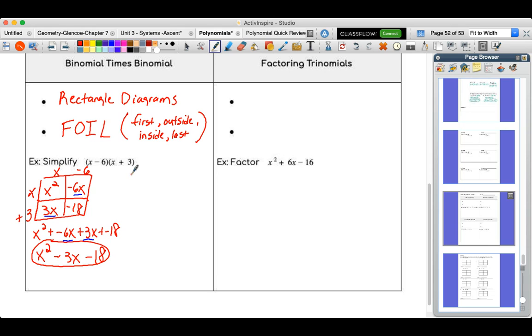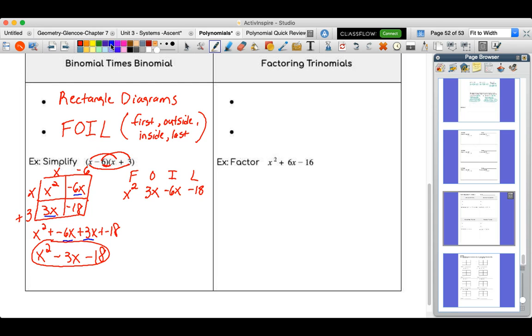If you are foiling it out, same idea, just different format. First, outside, inside, last. So remember, first means first term times first term in each one of the parentheses. So that's your x squared. Outside means basically the first and the last, the ones that are kind of on the outside of the parentheses. X times 3 would be 3x. Inside would be the ones that are kind of on the inner part of both of the parentheses multiplying here. So negative 6 times x would be negative 6x. And then last times last would be the last term in each one of the parentheses, negative 6 times 3, which would be minus 18.